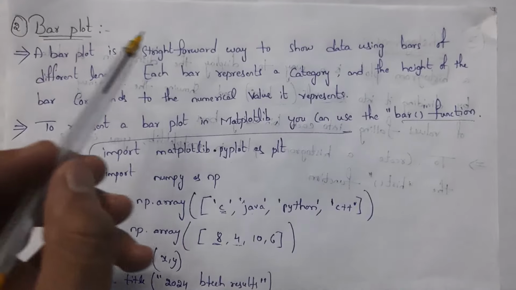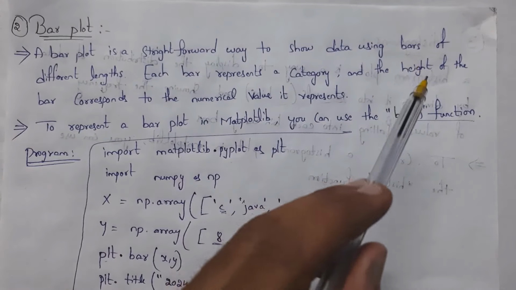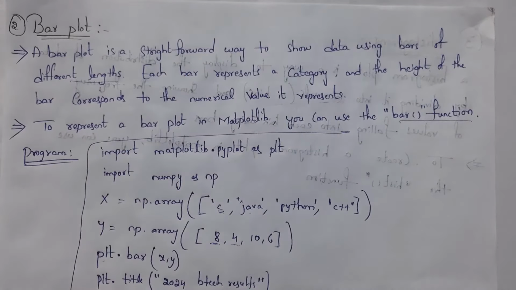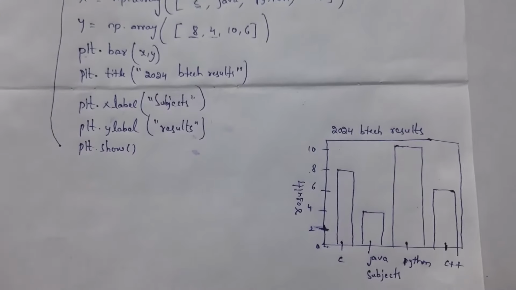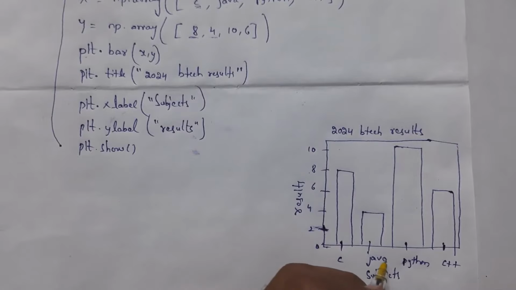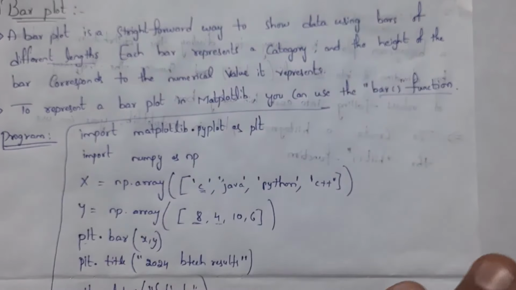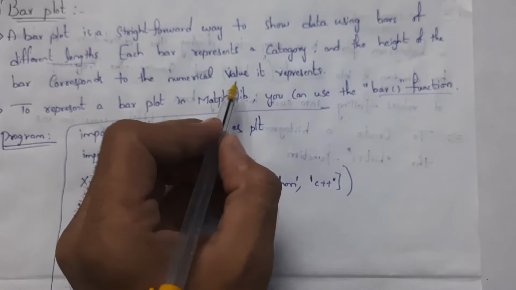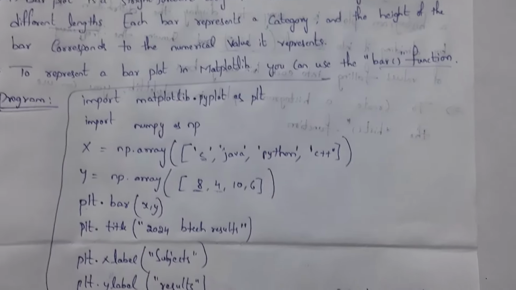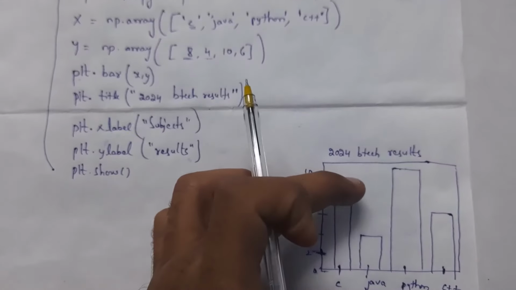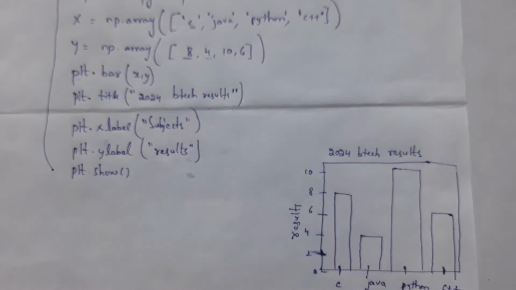A bar plot is a straightforward way to show data using bars of different lengths. Each bar represents a category. Guys, category is nothing but, here in this example, category is C, Java, Python and C++. So each bar represents a category and heights of the bar correspond to numerical values. Based on our numerical values, height will be decided. So there will be bars of different lengths based on our given height.